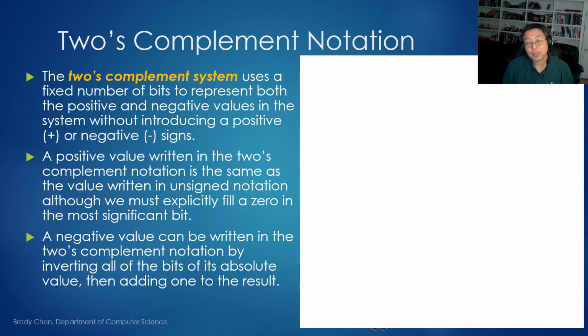Now let's introduce a new notation in the binary system. It is called the two's complement notation. In a two's complement system, we use a fixed number of bits to represent both the positive and the negative values in a system without introducing positive or negative signs. Now this is very useful and very important.